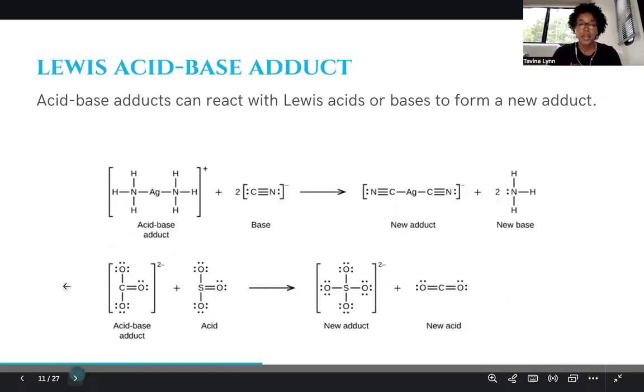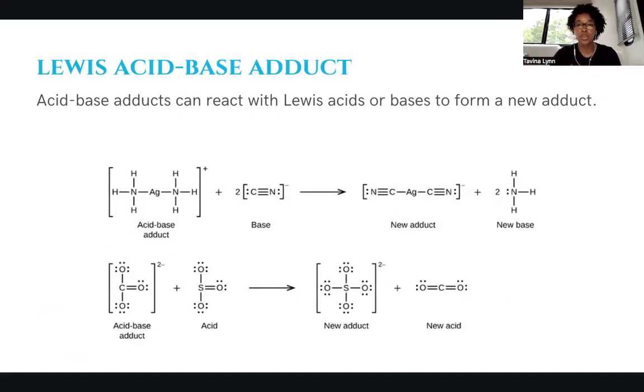So acid base adducts can also react with another Lewis acid or a Lewis base to form a new adduct. So here are two examples of that. We saw how we formed this acid base adduct here with silver bound to two ammonia molecules. This could react with a base like cyanide, right? And essentially what happens is this cyanide displaces the two ammonia molecules to form this new adduct. And then we're left with a new base, which are the two ammonia molecules that have been displaced.